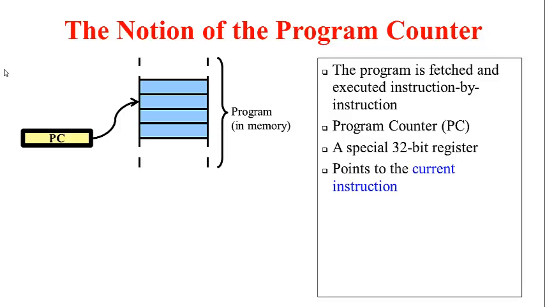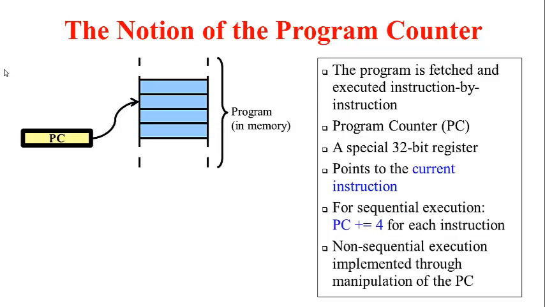Now, during normal sequential execution, can you tell by what value PC will be changed between one instruction and the next? Since instructions are also 32-bit in the MIPS 32-bit architecture, for sequential execution, the PC value will be incremented by 4 for each instruction, corresponding to 4 bytes or 1 word. Now, not all steps in execution are sequential.